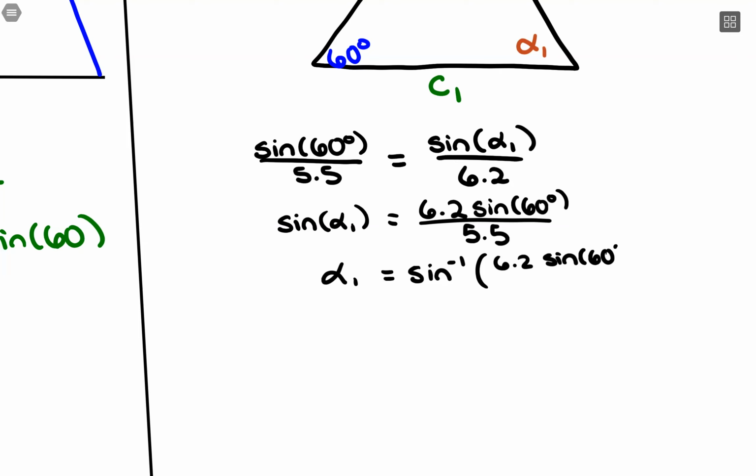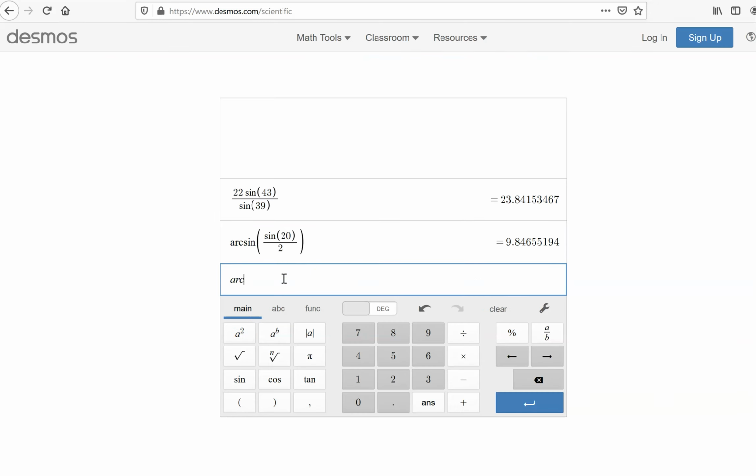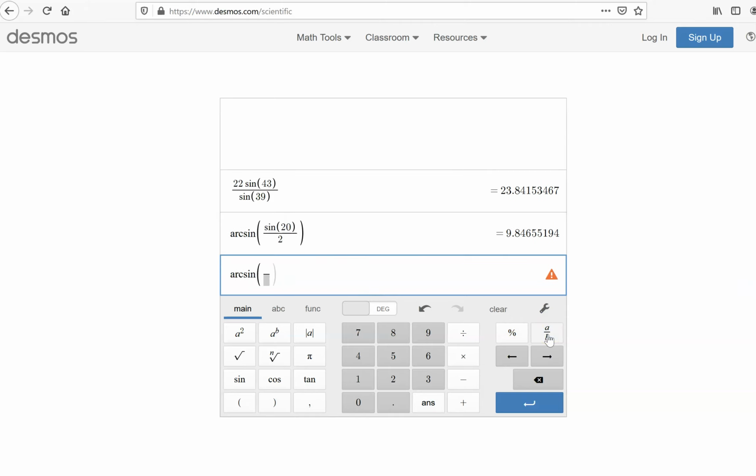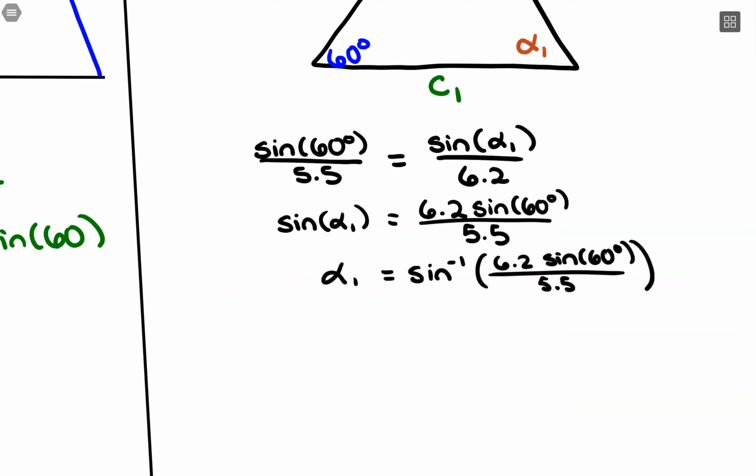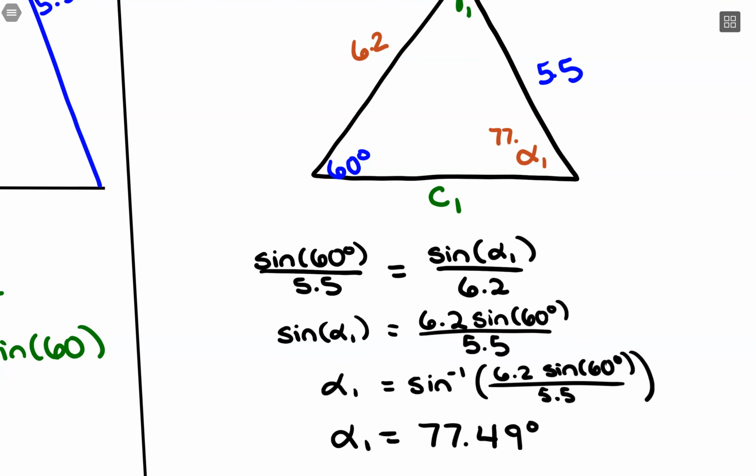Let's go ahead, I'll show you plugging that into the calculator to make sure you have the format. So with that, I would go to inverse sine of, and then I'm going to separate up my fraction. And we're going to have a 6.2 in the numerator times sine of 60 over 5.5. And there's a 77.49 degrees. So alpha 1 is 77.49 degrees. So we just found this measurement.